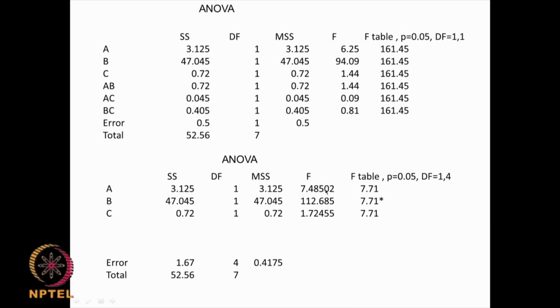Now A is not really significant because it is 7.48, but it is closer to 7.71, so you better do more experiments to see whether it is really not significant or is it statistically significant. Because it is sort of closer to that. Okay. So you understand this problem, it is quite an involved problem.